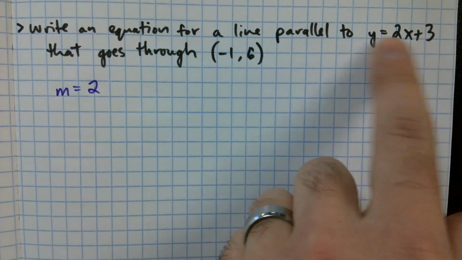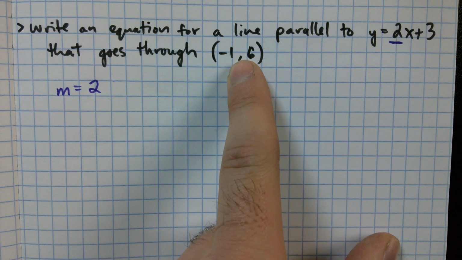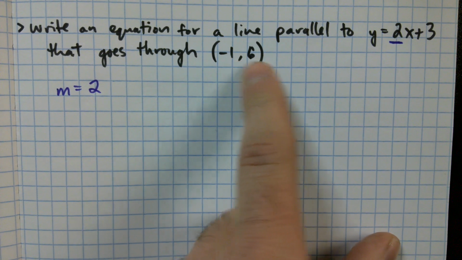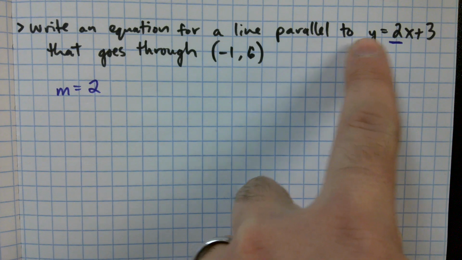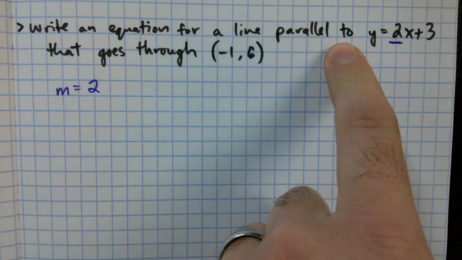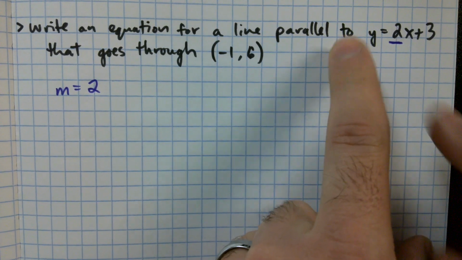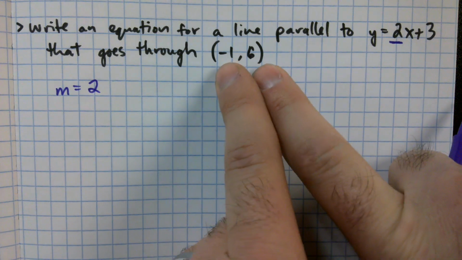Now, does this line here go through this point, -1, 6? How would we be able to figure that out? You can plug in x and y. 6 equals -2 plus 3. Was -2 plus 3 6? No, -2 plus 3 is 1. So this line does not go through this point.